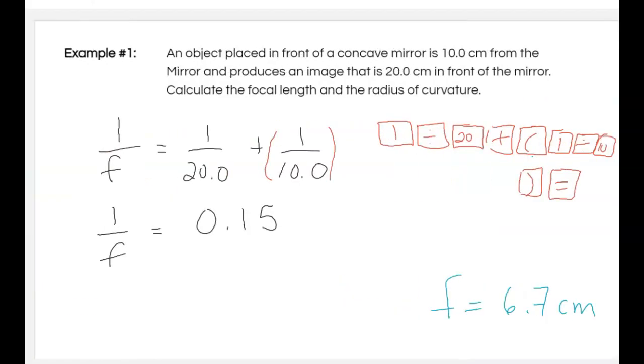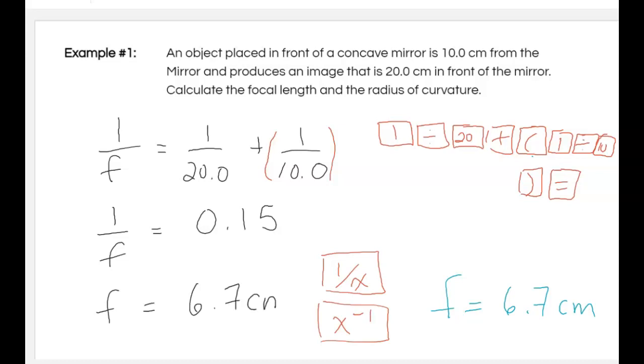We don't want 1 over f, we want f. So we need to take the reciprocal of 0.15. You're going to take the answer that you get, which should hopefully still be in your calculator, and simply press either the 1 over x button or the x to the negative 1 button. And when you do that, you should get that f is equal to 6.7 centimeters.